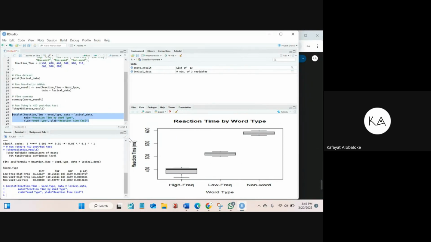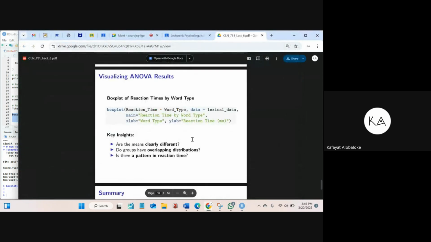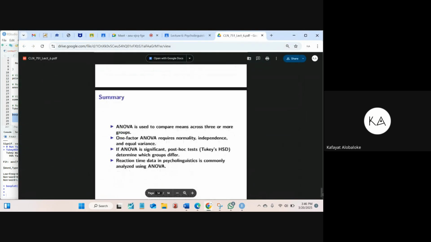So here's our box plot. And what does this tell us? That the high frequency words have the lowest reaction time. This is the high frequency words, and the reaction time is the lowest, followed by the low frequency words. And then the non-words have the highest. They take the longest to react. And that's what the box plot here tells us.